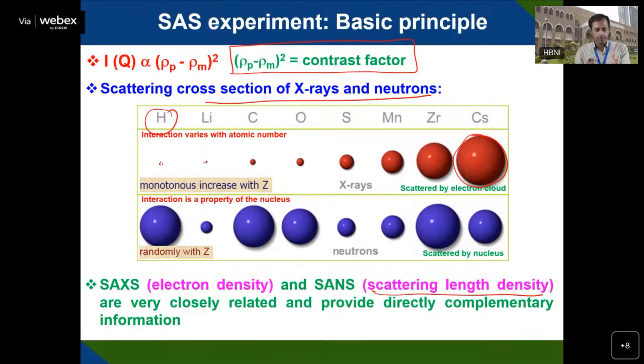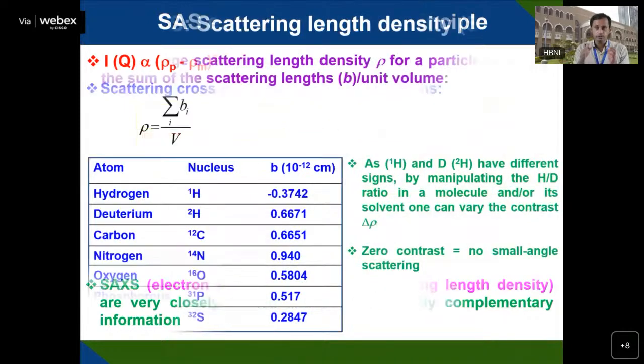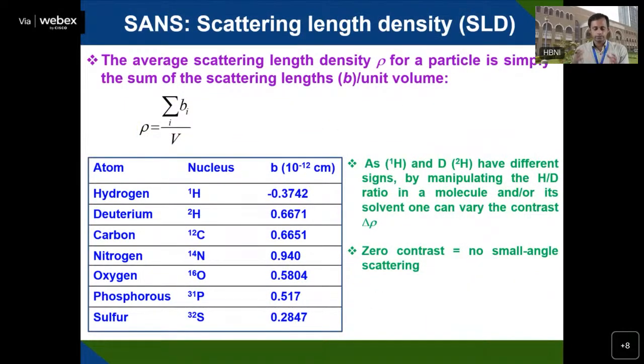The information you get from X-ray and neutron are complementary techniques, and both can be used to get better information about the material. For small angle neutron scattering, the scattering length density is rho equal to the summation of Bi by V, where Bi expresses the scattering length and V is the volume, expressed in units of 10 to the minus 12 centimeter.